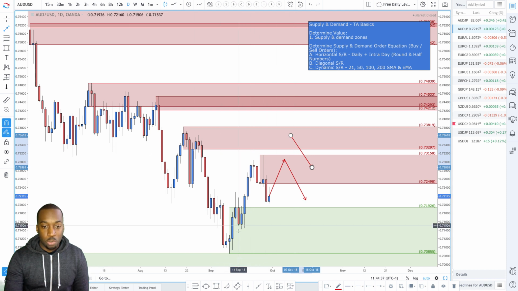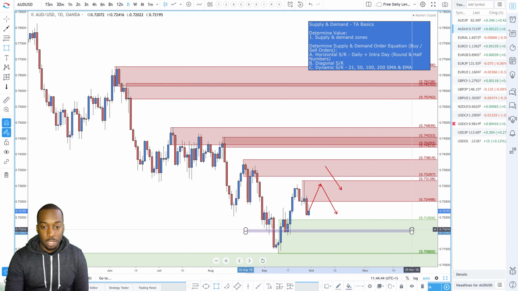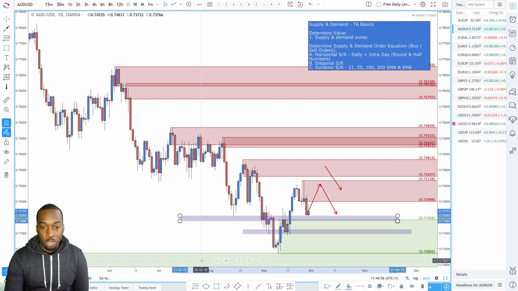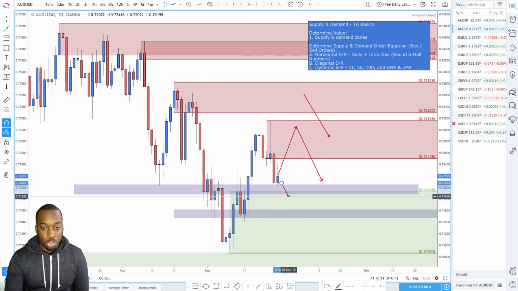If you're looking to get long, then I think this area is where you've got two areas. You've got that area there from a horizontal support and resistance. And then you've got this area right here where you've had a bit of support and resistance, a bit choppy, but then you've had a bit of resistance here, and you see it's reacted. So I'd wait for prices to really come into this top area, this demand zone, before looking to get long.